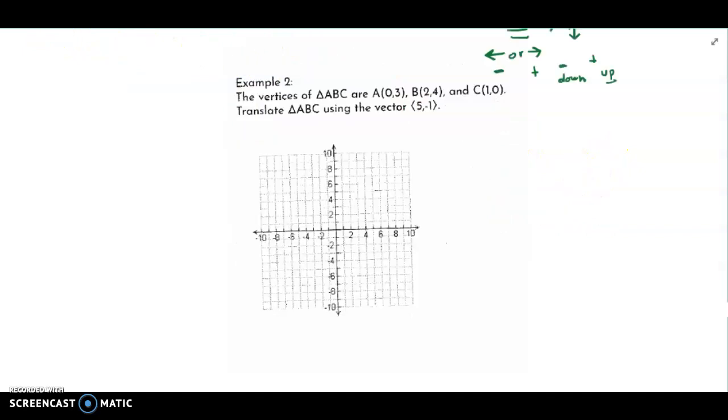All right, go ahead and plot this triangle using these 3 points. So do that real quick, and then we'll worry about the vector.